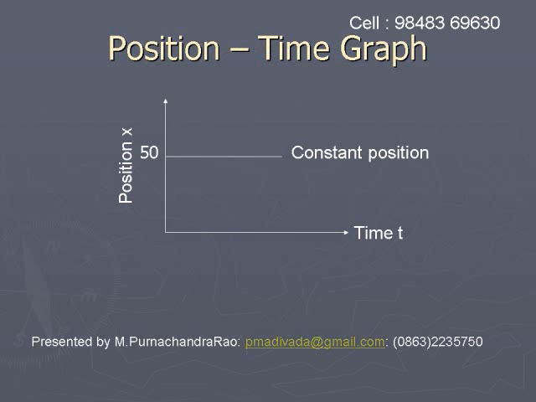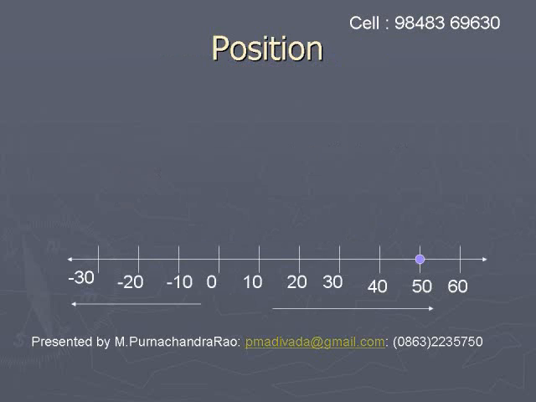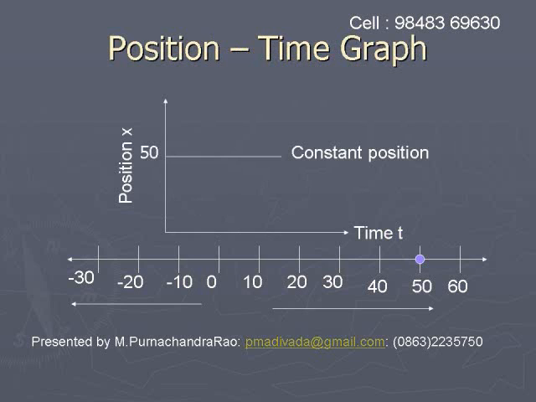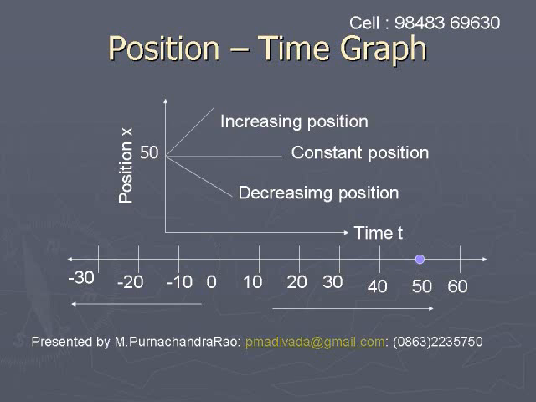Position time graph. Suppose a body is at plus 50. If it is always at plus 50, then its position is constant. That is indicated by a horizontal line in the graph, constant position. If it is moving to the right, then its position will be increasing. It is shown by a curve inclined upwards.